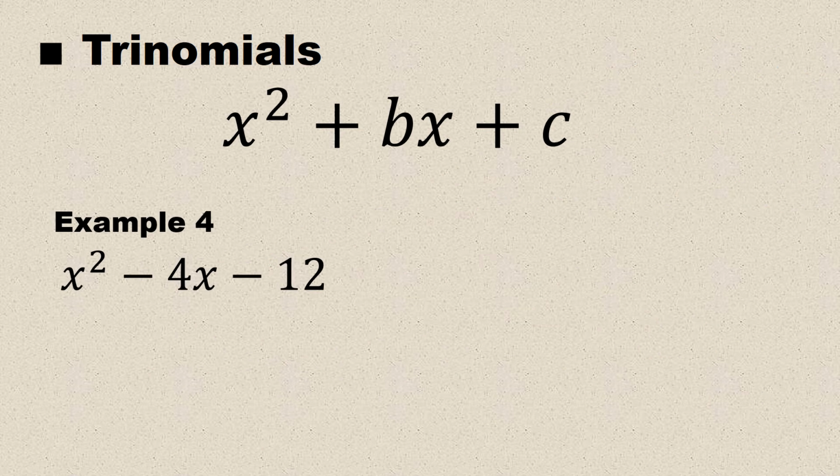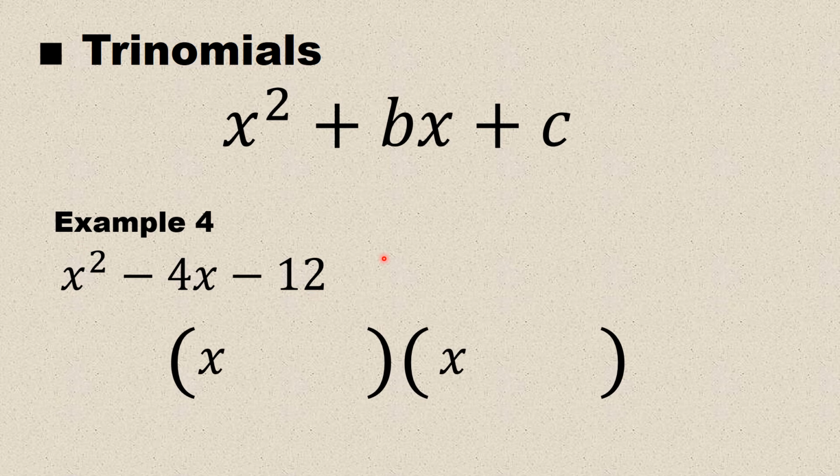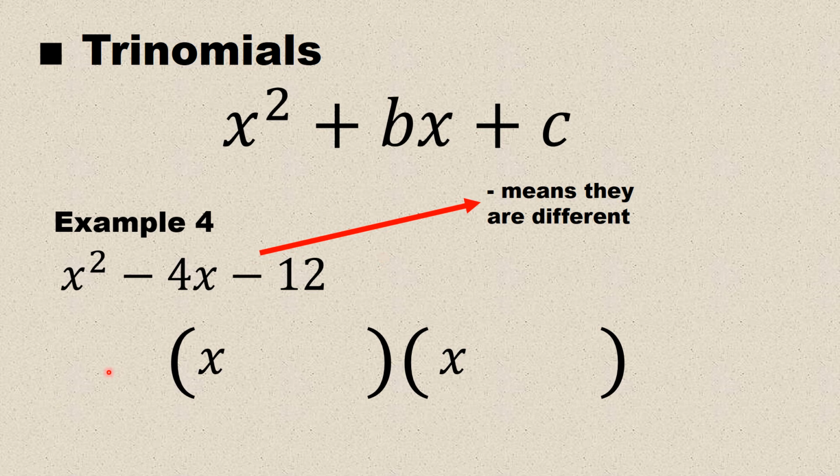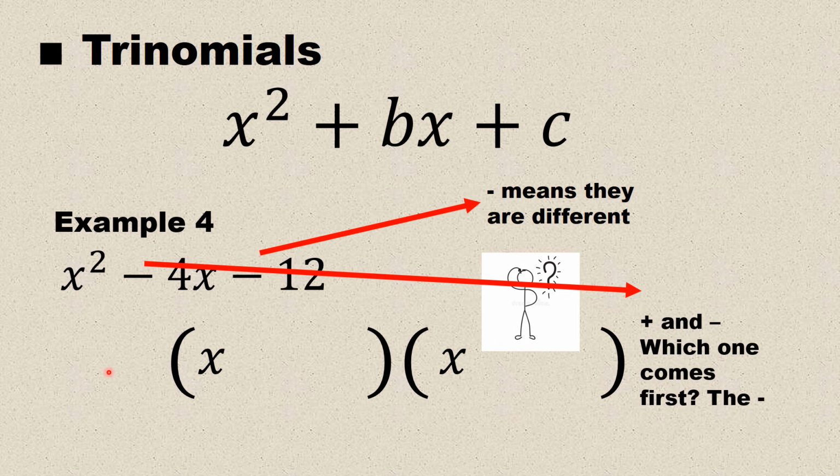Okay, example 4. It's a trinomial. Okay, set up my brackets, always an x and an x. We look at the second sign. We see, it's going to be different. Minus means different. But which one comes first? The minus comes first. So it can be a plus, minus, or minus, plus. Which one comes first? Look at the first sign. It's first going to be a minus and then a plus.